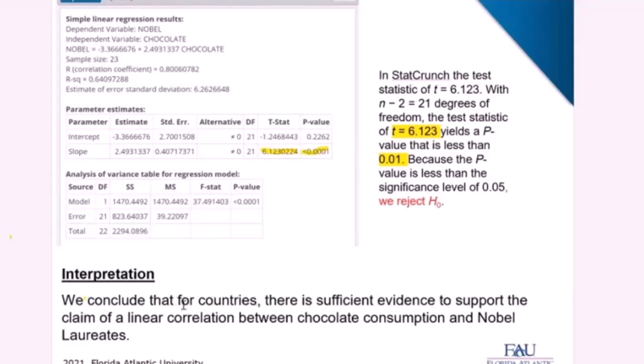We conclude that for countries, there is sufficient evidence to support the claim of a linear correlation between chocolate consumption and Nobel laureates. We're not talking about whether or not it's true. We're just looking at the data. And because my p-value is smaller than my significance level, or it is in the rejection area, there is sufficient evidence to reject the null hypothesis. We accept the alternative hypothesis, which is that they are correlated.